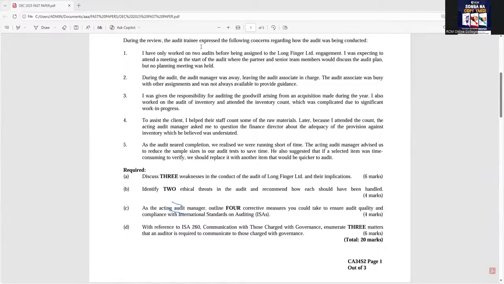So what can be communicated is, number one, the planned scope and timing of the audit. Then the auditor calls upon management or those charged with the governance to provide the written representations, and communicates the audit findings or conclusions. Any weaknesses that you've identified in the internal control systems can also be communicated so that management or those charged with the governance can utilize this to improve the internal control systems that are in place. So that is how you could have handled this particular question.